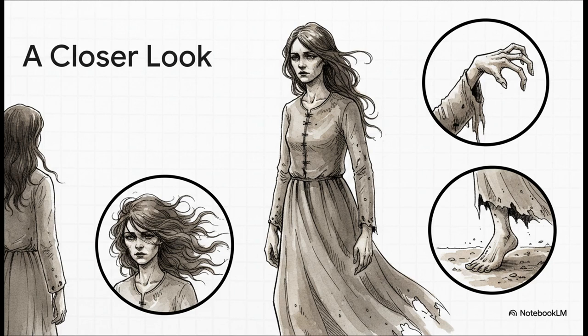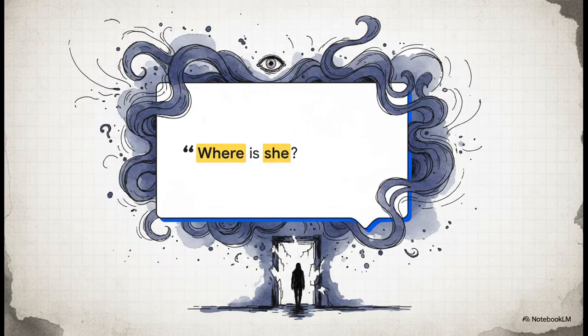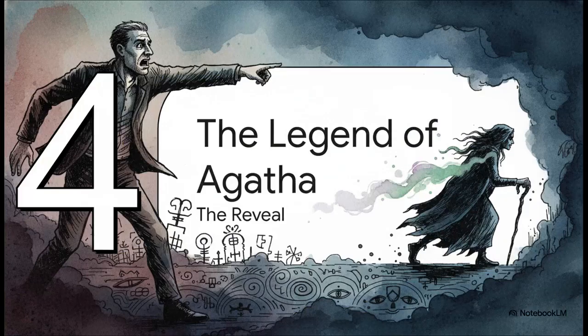And we get these chillingly specific details. Her clothes are tattered, her hands and feet are all twisted, her hair is a mess. This isn't just some vague ghost, it's the image of someone who has suffered immensely. And then she speaks. She doesn't scream or threaten him, she just asks this one completely incomprehensible question. "Where is she?" The sheer weirdness of it is what's so terrifying. It's desperate, it's confusing, and it hints at some kind of purpose we can't possibly understand yet. He completely panics, points off into the distance just to make her go away, and she limps off into the darkness.